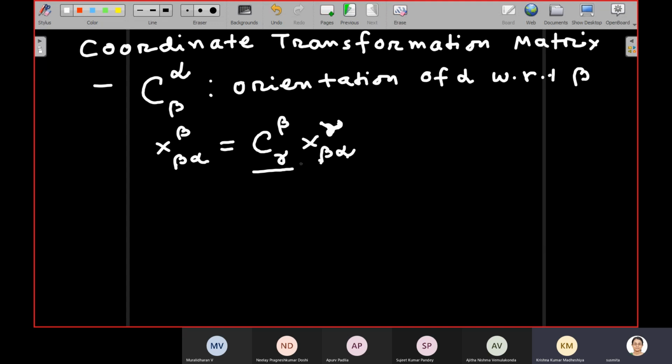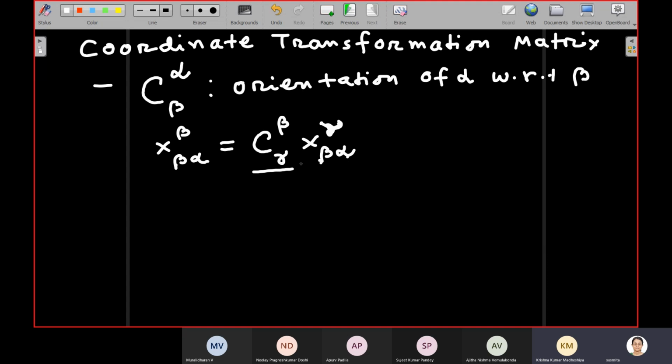Okay. Now we saw that if we apply 3 rotations, we can go from one frame to another. And here in the second method, we see that mathematically, using the coordinate transformation matrix also, we can find the attitude of one frame with respect to another. So what is the relation between the two methods, Euler angles and the coordinate transformation matrix? Each of the Euler angle rotations can be represented by a corresponding coordinate transformation matrix.